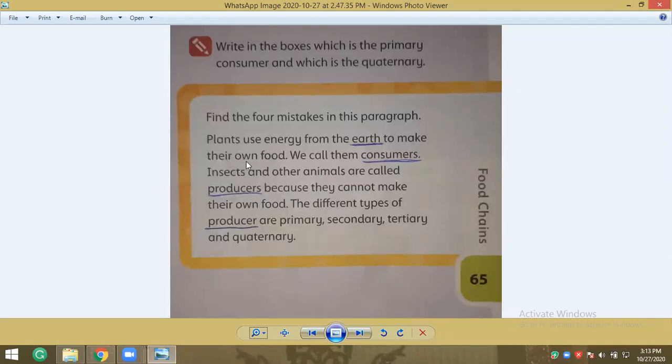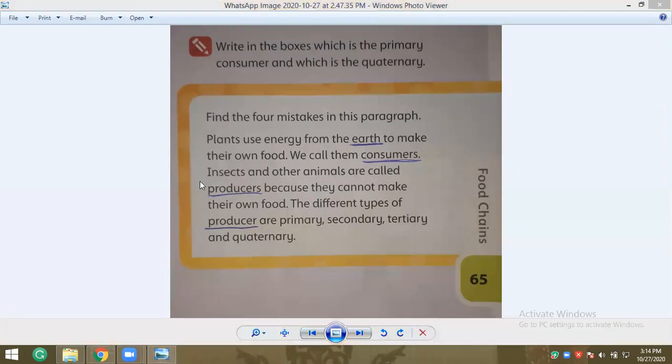To make their food, do we call the plants consumers or producers? Producers. Plants are producers. Insects and other animals are called consumers, not producers. So this is a mistake. Next we have: because they cannot make their own food, the different types of producers are primary, secondary, tertiary and quaternary. No, they are consumers, not producers. Different types of consumer, not producer. Okay, these are four mistakes.